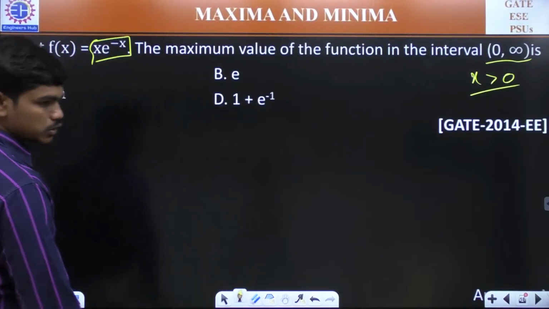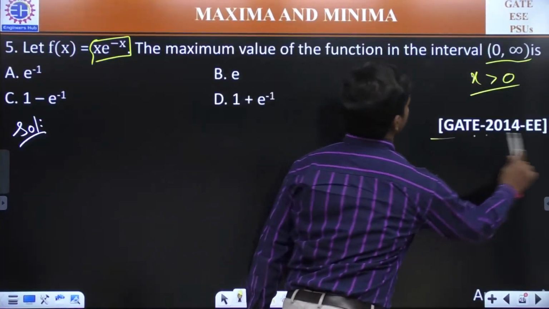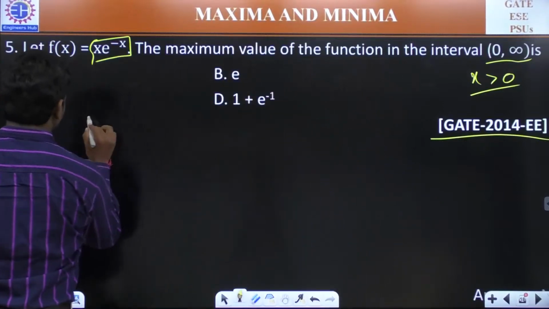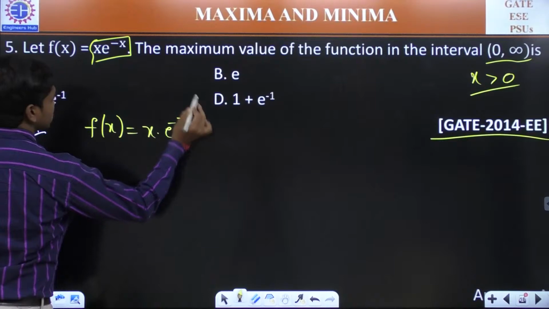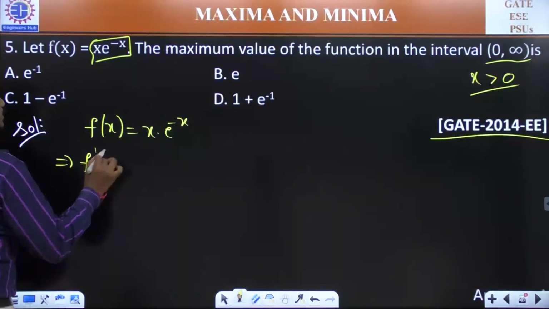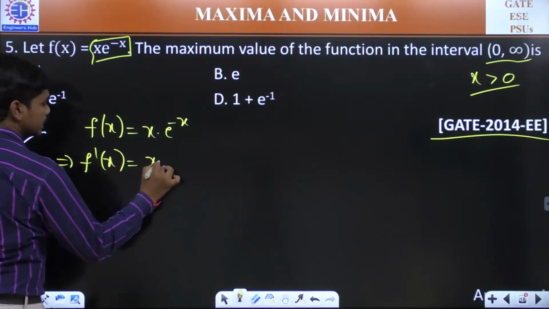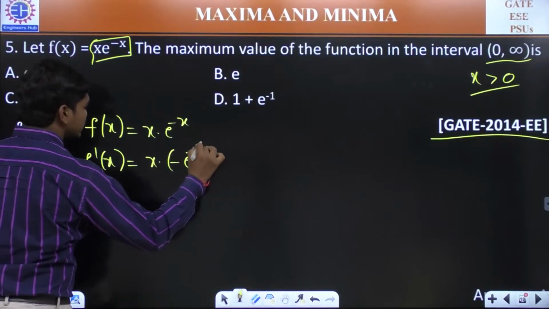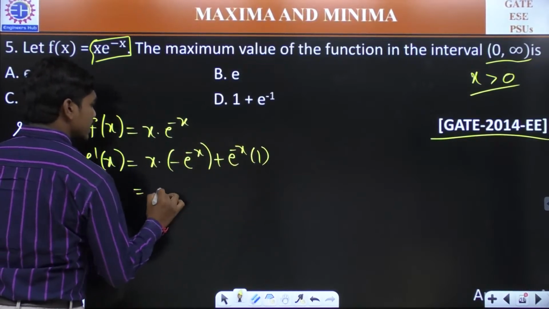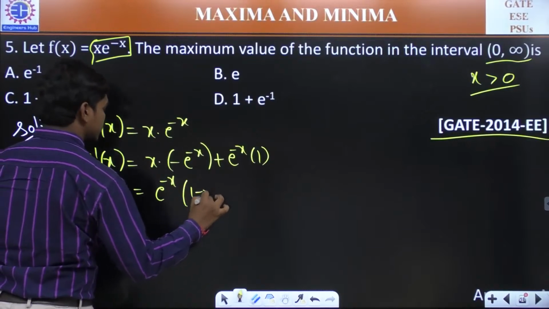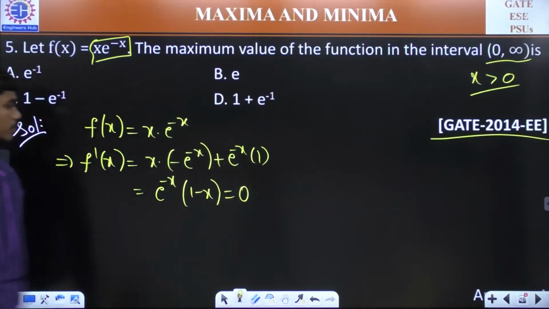Okay, so let me try to solve. It was again asked in 2014. So see here, f of x is x into e power minus x. So what could be f dash of x? X into minus of e power minus x plus e power minus x into 1. And this implies e power minus x into 1 minus x. This should be 0. Correct?